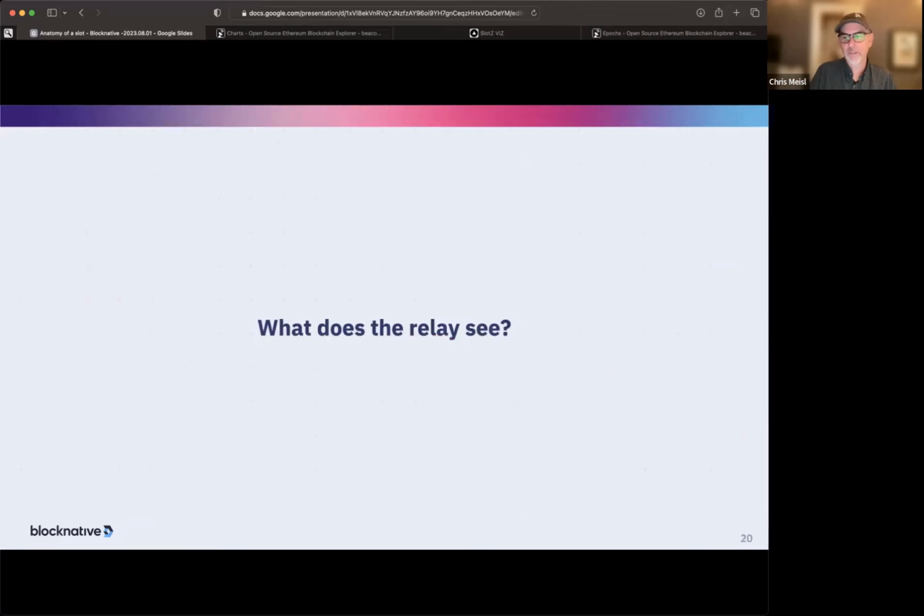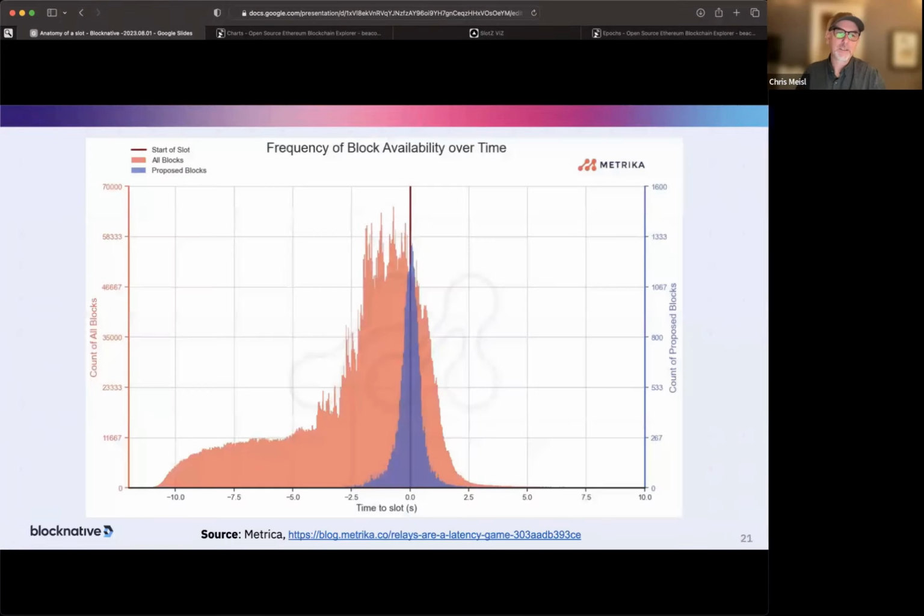Okay, so what does a relay actually see? This is where it gets kind of interesting, because a relay is in this very interesting trusted position between the builders and the validators. So what the validator gets is what the relay sees, the aggregate of all the relays that a particular validator is looking at. So let's take a look at that.